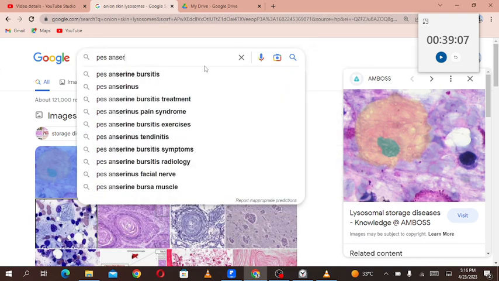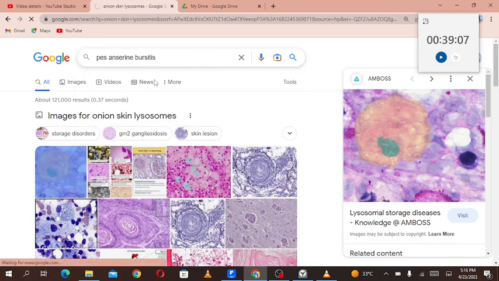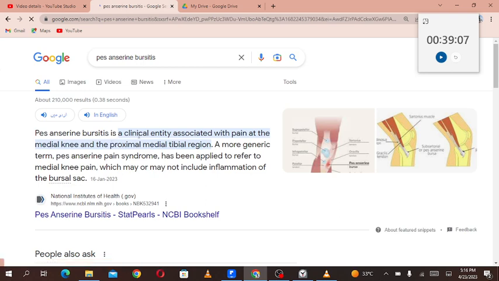Pes anserine bursitis is a clinical entity associated with pain at the medial knee and proximal medial tibial region. A more generic term, pes anserine pain syndrome, has been applied to refer to medial knee pain, which may or may not include inflammation of the bursal sac.